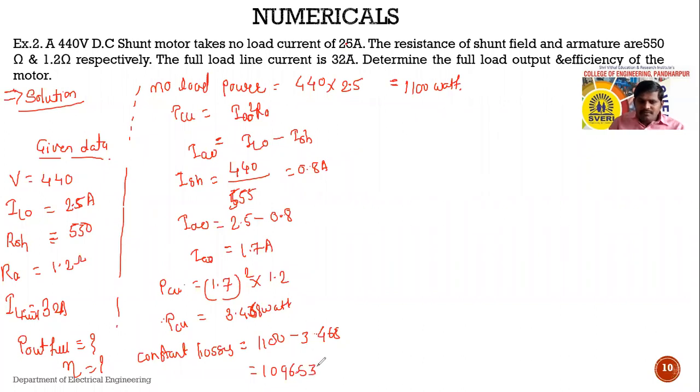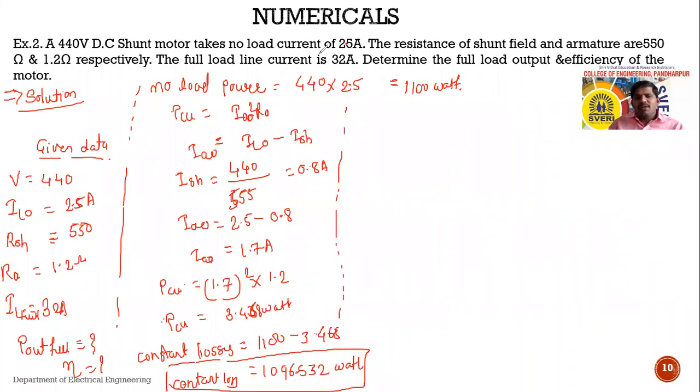1096.532 kW? Yes, sir. It is in watt. Okay. Once we know the constant losses, after that at any load condition we are able to calculate the efficiency. We not only want to calculate efficiency, we want to calculate the power output also.